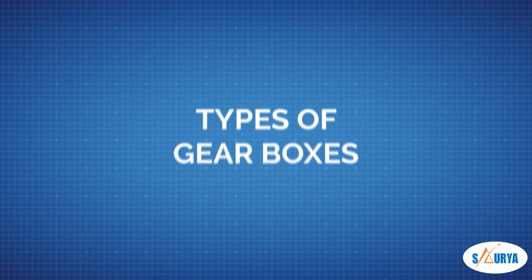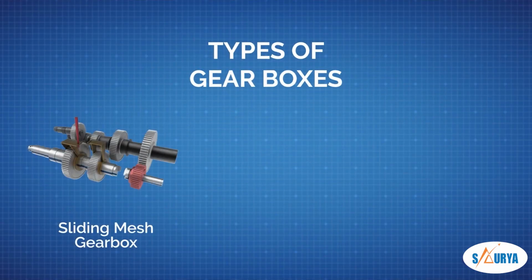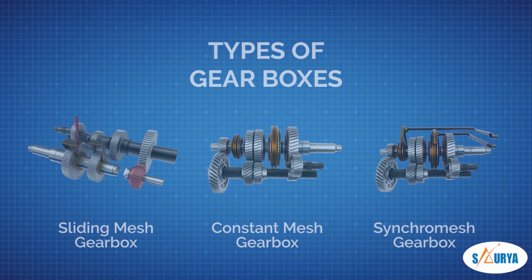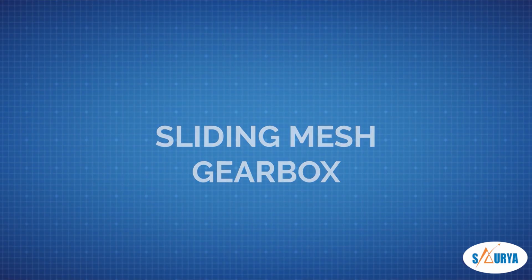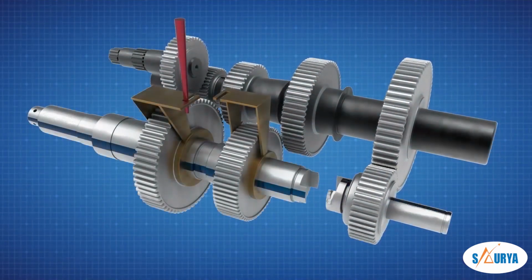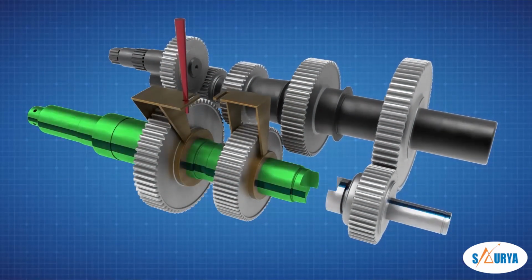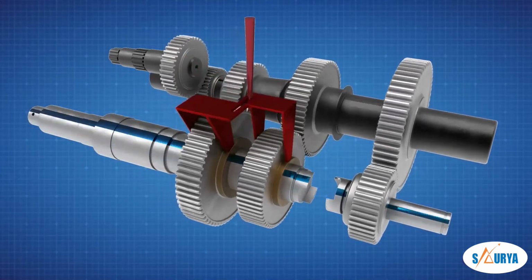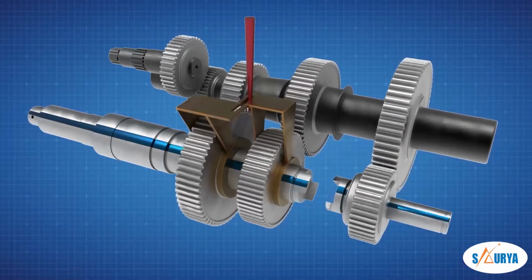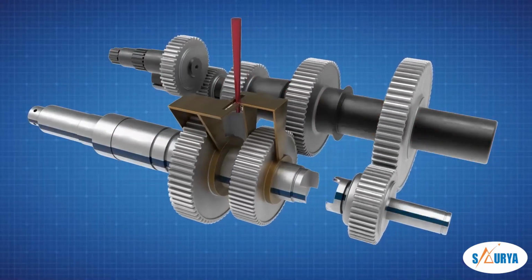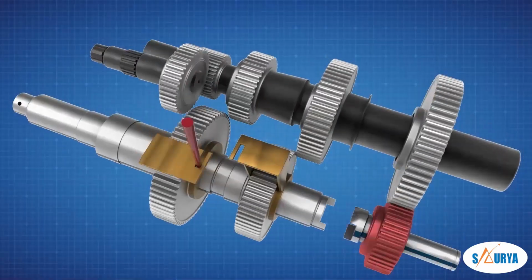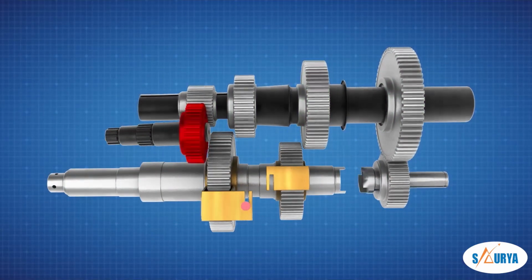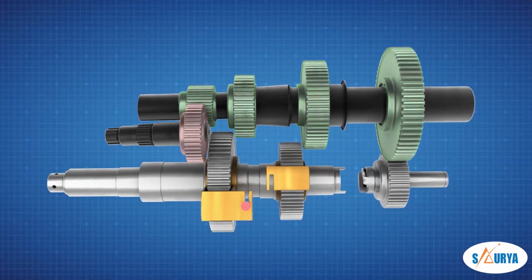Types of gearboxes: sliding mesh gearbox, constant mesh gearbox and synchromesh gearbox. Sliding mesh gearbox. In this gearbox, the gears are mounted directly on the main shaft 1. The gear is slid on the main shaft with the help of the shifter yoke mechanism 7 to engage with the countershaft 2 gear. The gears on the clutch shaft 3 and countershaft 2 are fixed. The idler gear is always in mesh with the countershaft's gear.